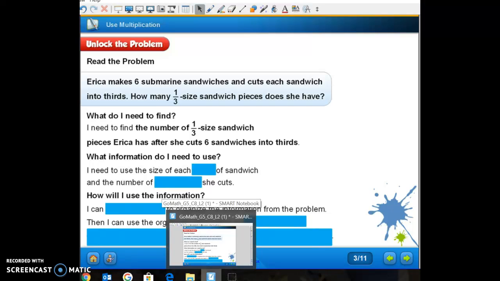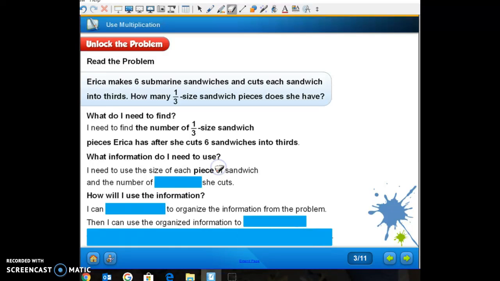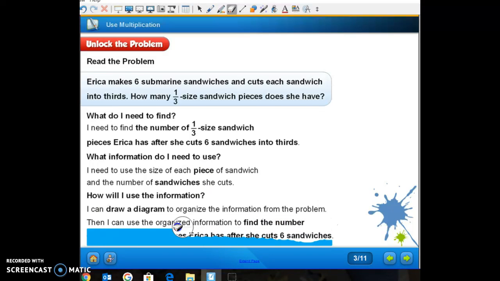What information do I need to use? I need to use the size of each piece of sandwich and the number of sandwiches she cuts. So pieces and sandwiches. How will I use this information? I can draw a diagram to organize the information from the problem. Then I can use the organized information to find the number of 1/3 size sandwich pieces Erica has after she cuts 6 sandwiches.